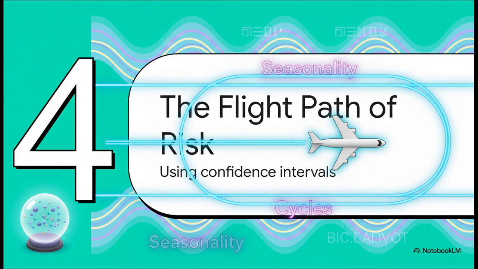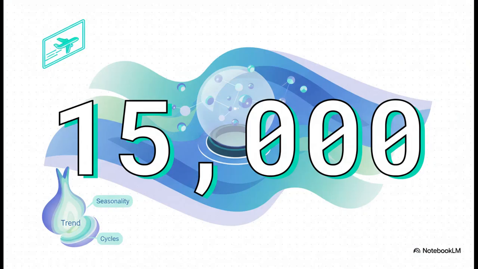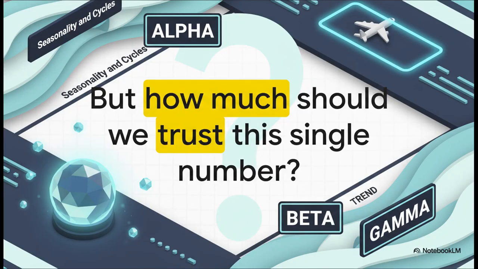This brings us to a huge idea, assessing reliability using the flight path of risk. So let's say our model spits out a number. It tells us next month's sales will be 15,000 units. It's precise, it's clean, it feels certain. But here's the million-dollar question every analyst has to ask. How much do we really trust this one number? Do we bet the farm on it? Do we staff our factories and order all our parts based on exactly 15,000 units?